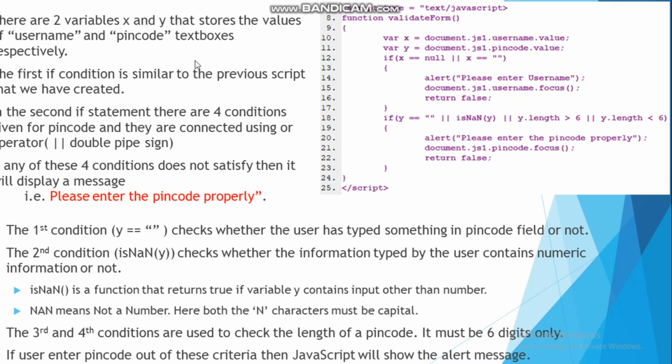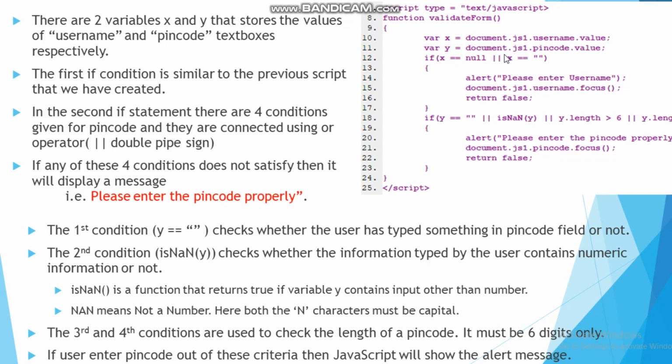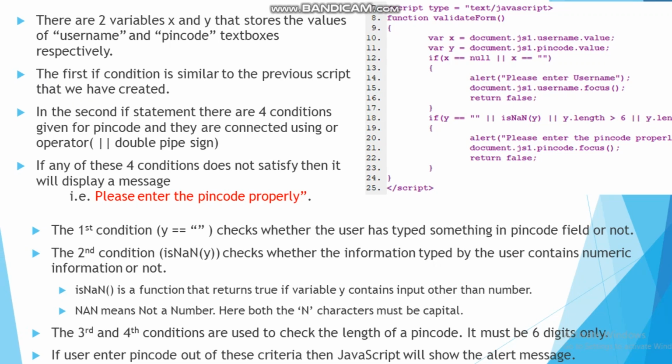There are two variables, you can see x and y. Using the var keyword we have created these two variables. Variables x and y store the values of the username and pin code text boxes respectively. It means whatever we have typed inside the username and pin code text boxes will get stored in the x and y variables.